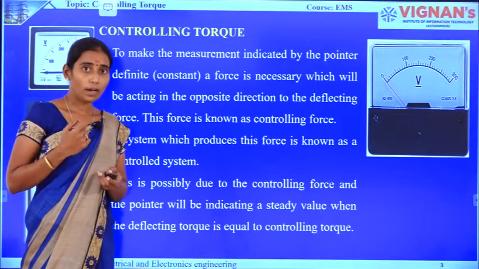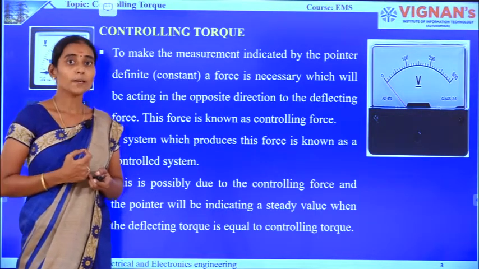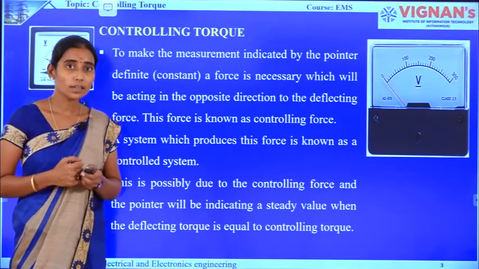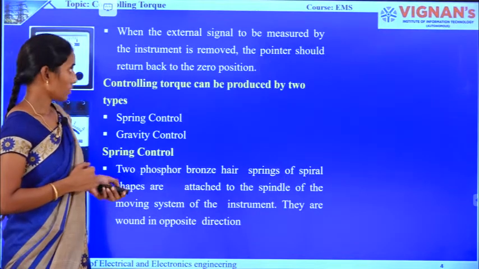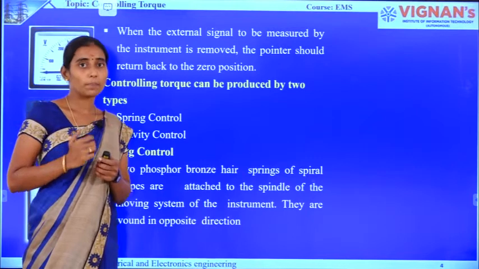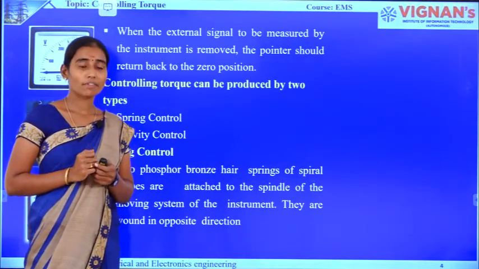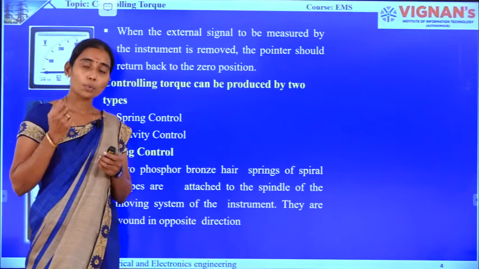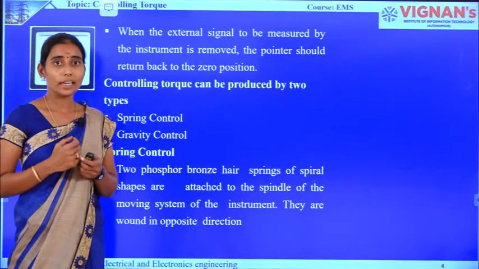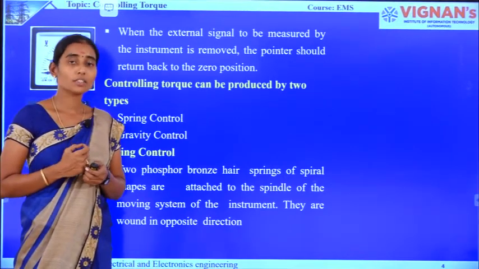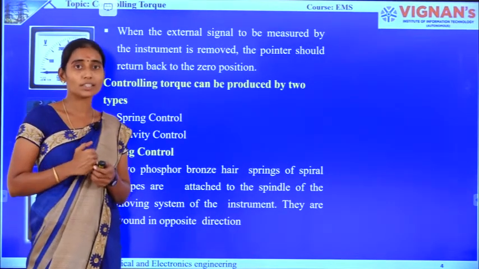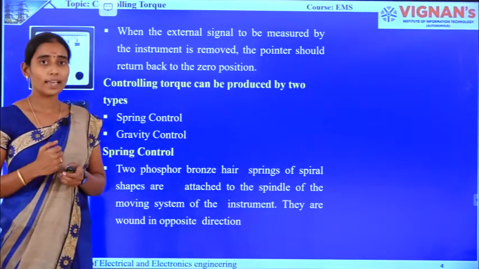So if you want to have a steady value of the pointer, you need a controlling torque which should act in the opposite direction to the deflecting torque. When the external signal is removed, the pointer should deflect back to its initial 0 position, but this will not happen by itself. Making the pointer come back to its initial 0 position is taken care of by your controlling torque, when you remove your external signal.